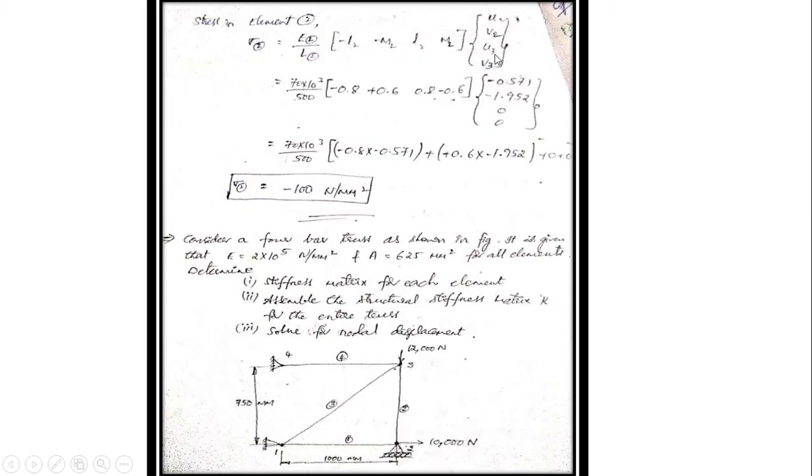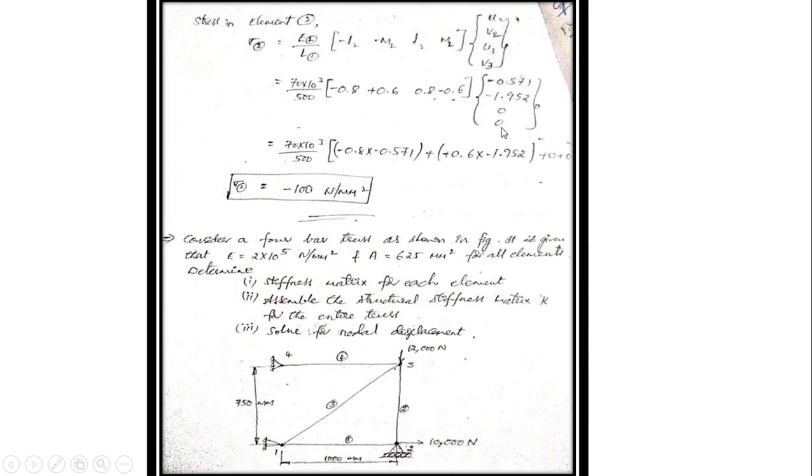What is the U2 value? This is the U2, V2 value. And what are U3 and V3? Both are hinge supports, so there is no U3 and no V3; both are 0. Now 70 into 10 cube by 500. Then we have minus 0.8 into minus 0.571, plus 0.6 into 1.952, plus 0.8 into 0, minus 0.6 into 0. Now we'll get sigma 2 equal to minus 100 Newton per mm square. So this is sigma 1 and this is sigma 2 of the bar elements.